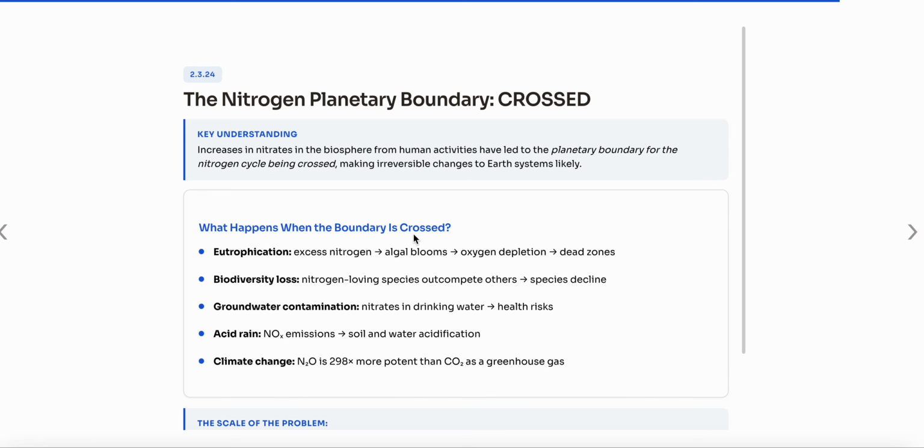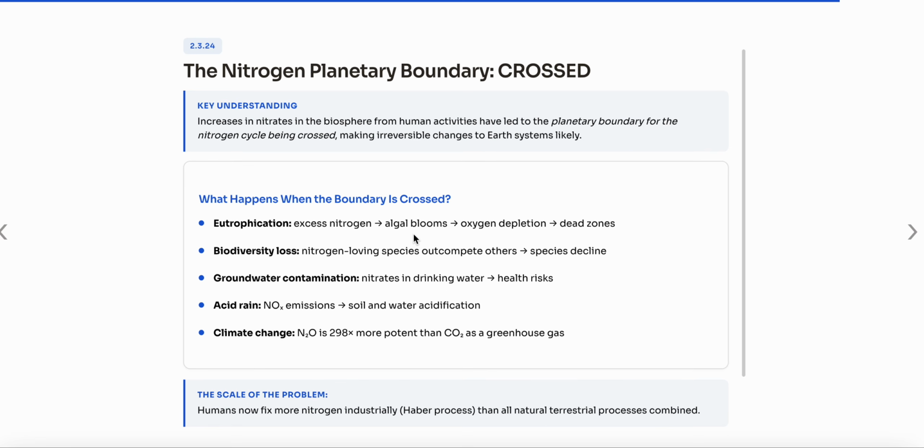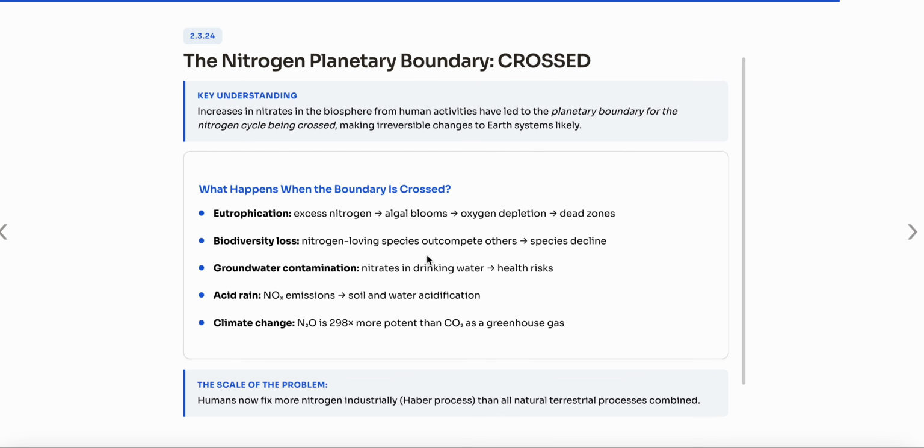Another understanding is about the nitrogen planetary boundary, which increases the nitrates in the biosphere. This planetary boundary topic is there in every chapter. So you need to connect whatever concept is asked with the planetary boundary. You need to mention how, or what processes specifically, allow this boundary to get crossed.